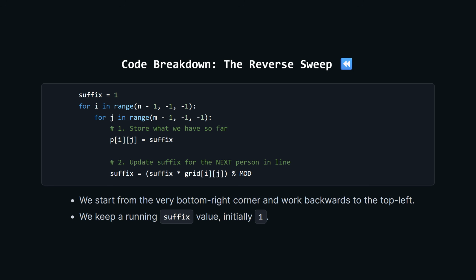We have a variable called suffix that starts at 1. For each cell, we first save our current suffix value into the answer grid. Then, we take the actual number from the original grid at that spot, multiply it into our suffix, apply the modulo, and hold on to that new value for the next cell we visit. Basically, we are packing up the products from right to left.